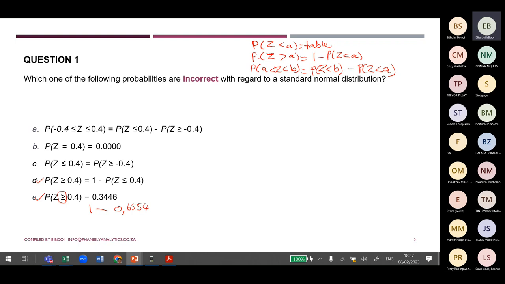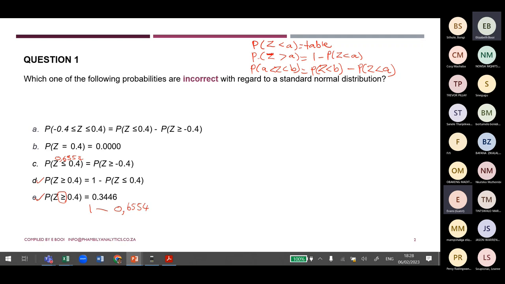So we can go and check on the table to see if that is correct, because number C says the probability of Z less than 0.4, and that is 0.6554 on this side.